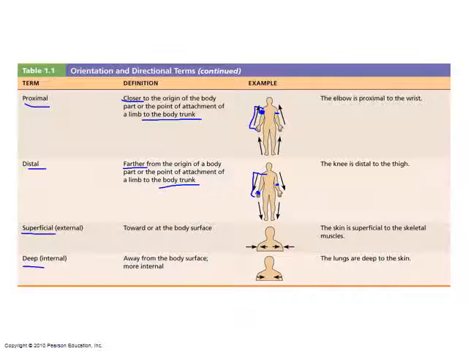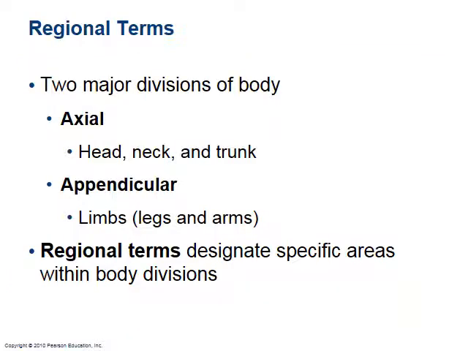Superficial and deep are pretty self-explanatory. If you have something that's on the surface of your skin or the surface of an object, it's superficial. And if something's farther inside, then it's deep. We divide the body into two regions. One is called axial and one is called appendicular. So axial includes the head, the neck, and the trunk, and appendicular are your limbs, or your arms and your legs.